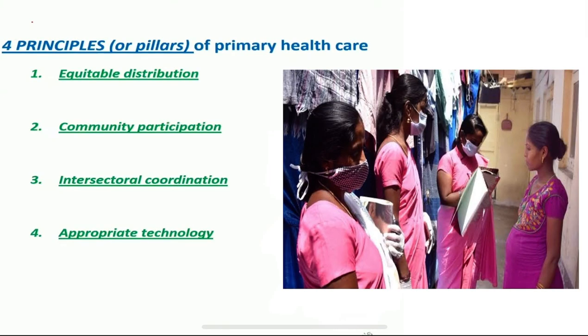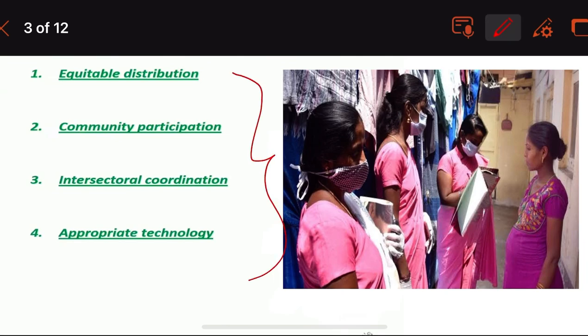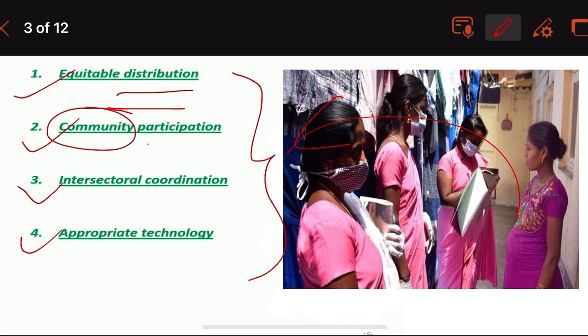Now we move on to the principles of primary health care. The 4 principles or the pillars of primary health care include equitable distribution, community participation, intersectoral coordination, and appropriate technology. Now you just can't memorize all of them. So when we deal with each point, we'll come back to the slide and see if we are able to tell all the 4 principles. The first one, equitable distribution, community participation, intersectoral coordination, and appropriate technology.